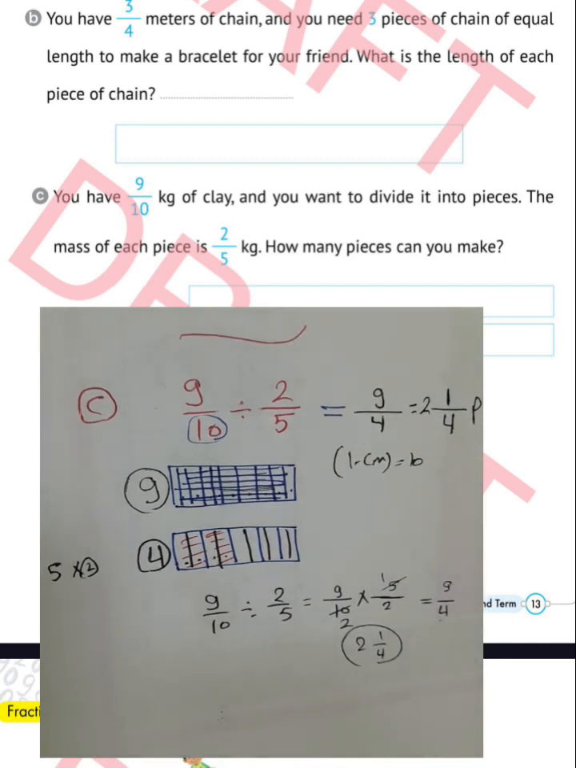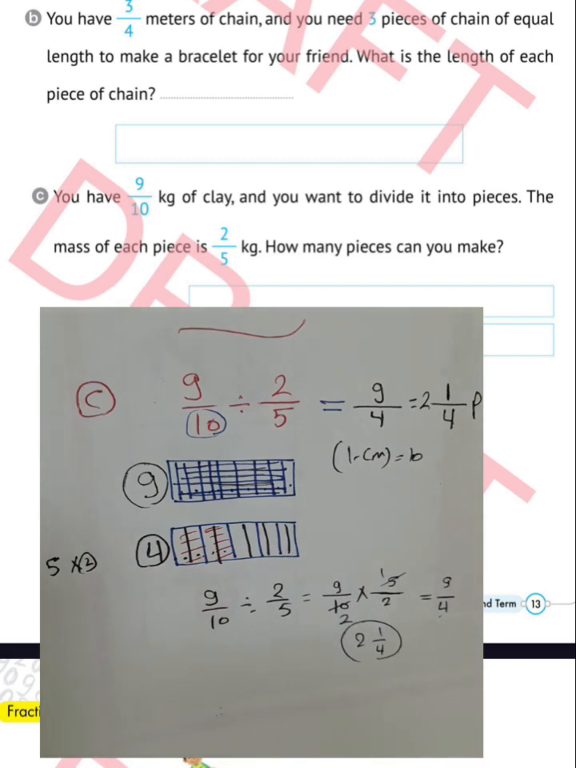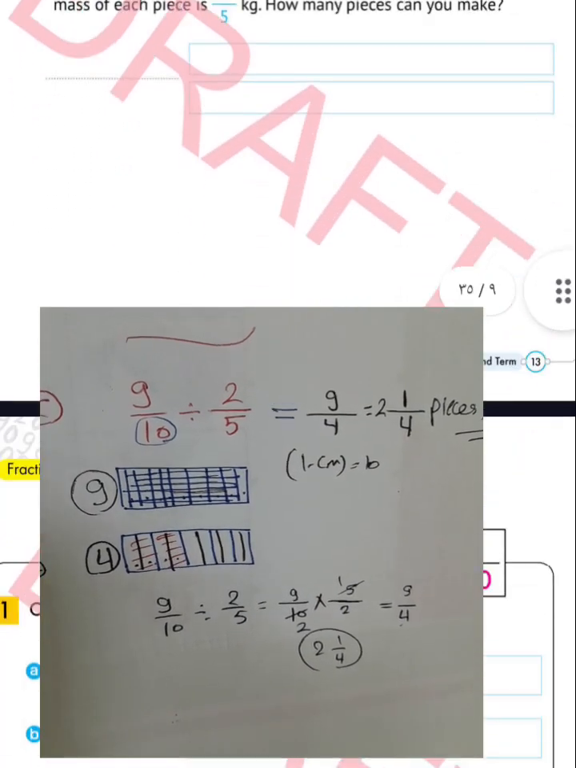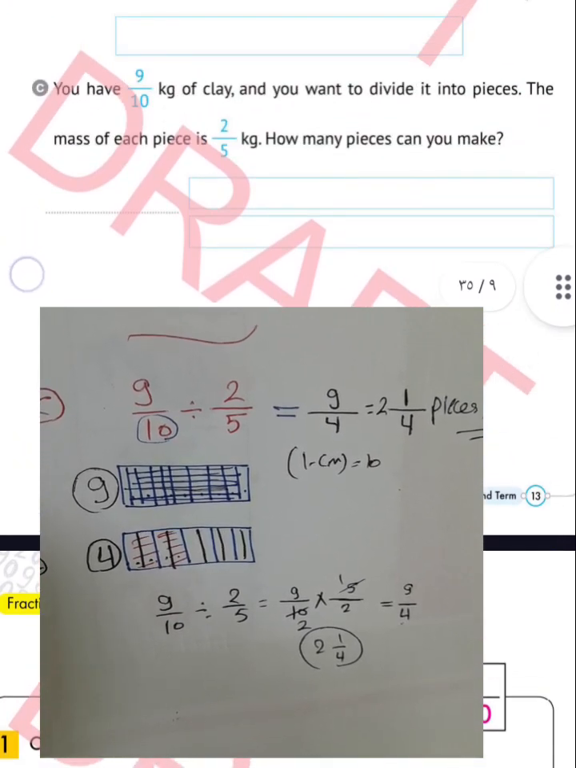Because we have 9 over 10 kilogram of clay, we want to know the number of pieces. It would be 2 pieces and the remainder a quarter of a piece. It was question letter C.